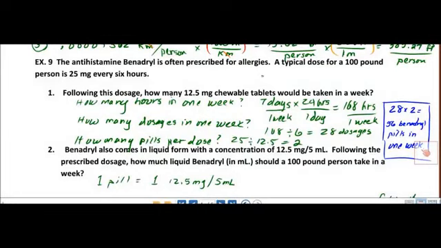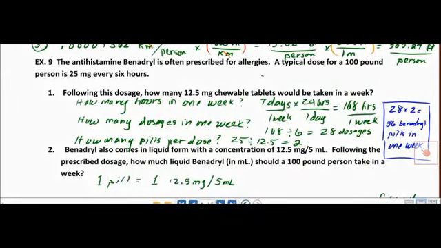The next question was, Benadryl also comes in liquid form with a concentration of 12.5 milligrams in 5 milliliters. So following the prescribed dosage that was mentioned earlier, 25 milligrams every 6 hours, how much liquid Benadryl would a 100-pound person need to take in a week?